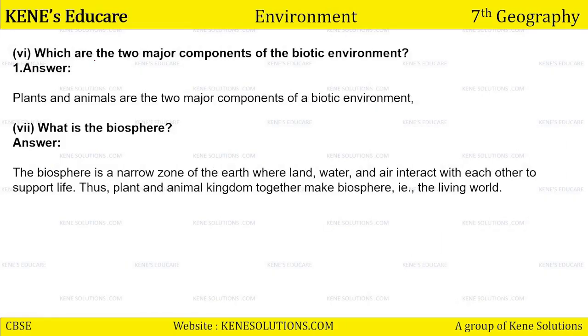Sixth part. Which are the two major components of the biotic environment? Okay, biotic environment. Plants and animals are the two major components of a biotic environment. Okay.